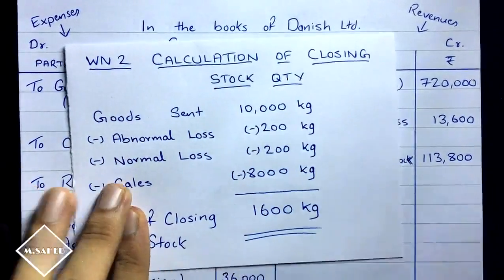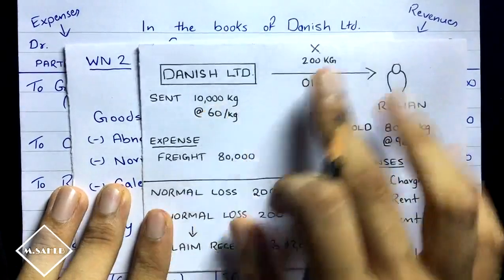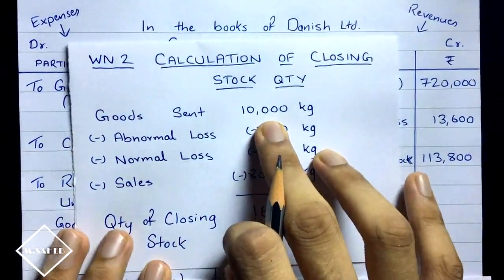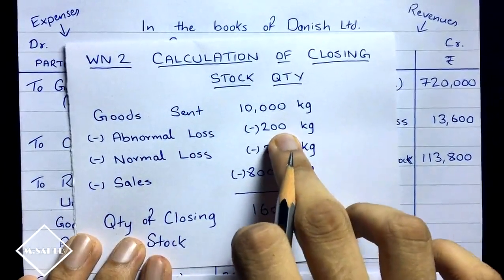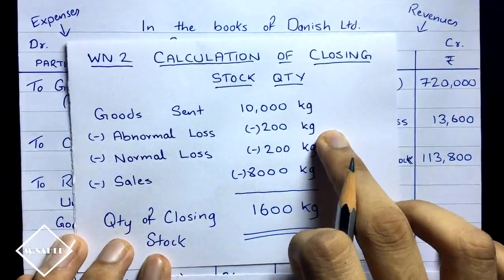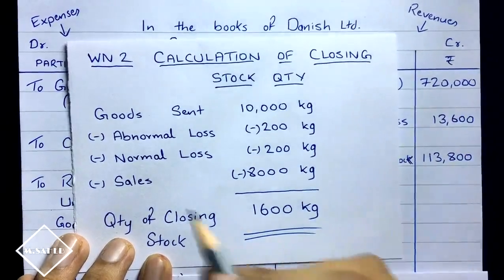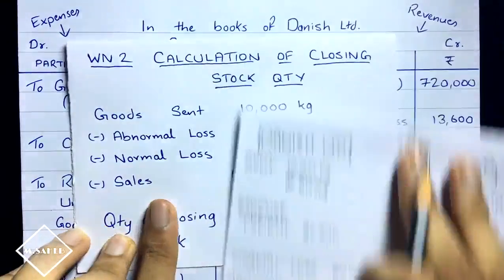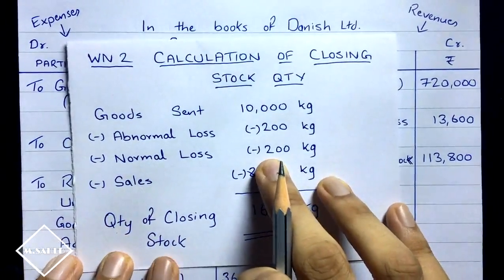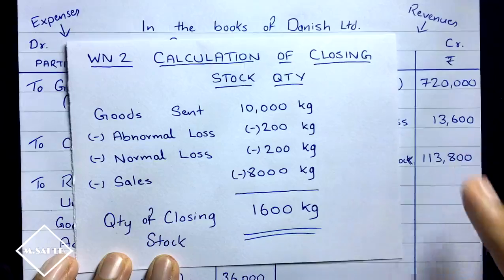That is how much goods were sent to the consignee. Yes, 10,000 kg were sent, but abnormal loss happened in transit, right? So 200 kg of oil was destroyed. Yes, the quantity was reduced, and the normal loss also happened as said in the question. See that normal loss, 200 kg. So due to normal loss also, the quantity reduced by 200 kg. So subtract that, and then sales happened.